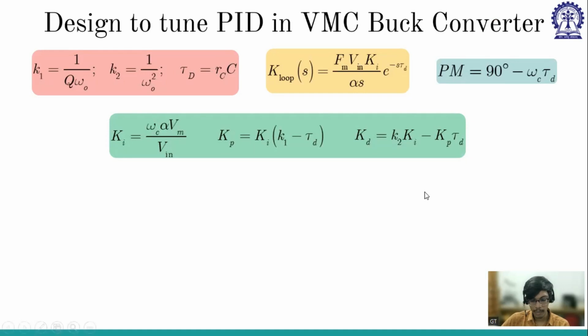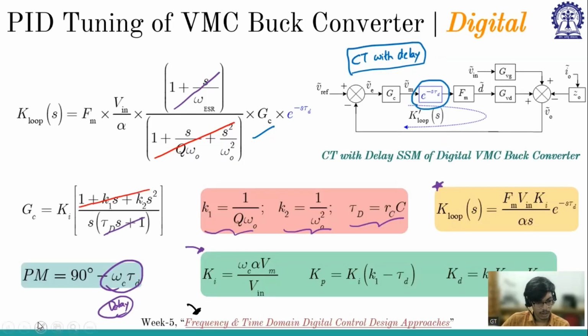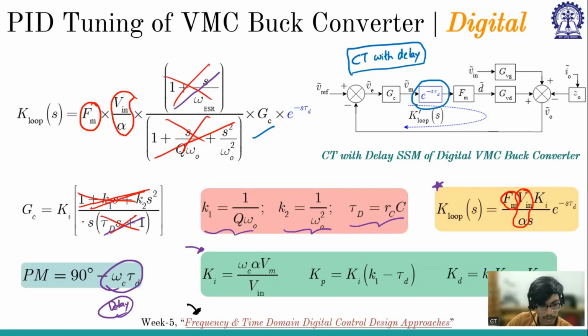Sir, could you please explain how you got K loop of S? Okay. So K loop: FM, V in by alpha, V in by alpha. And this is completely cancelled. This also completely cancelled. The numerator completely cancelled. The denominator has only s. And here Ki, here Ki. And here e to the power minus s Td, and here e to the power minus s Td. So that's how we are getting K loop.